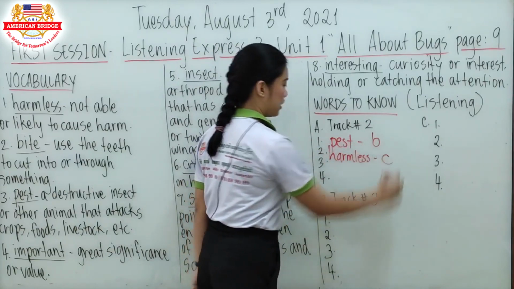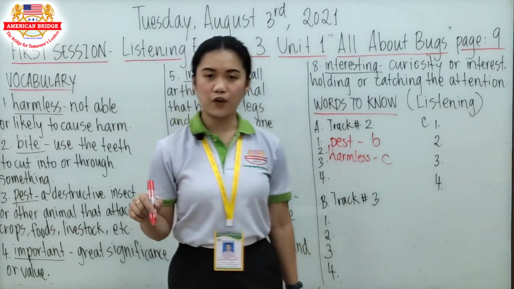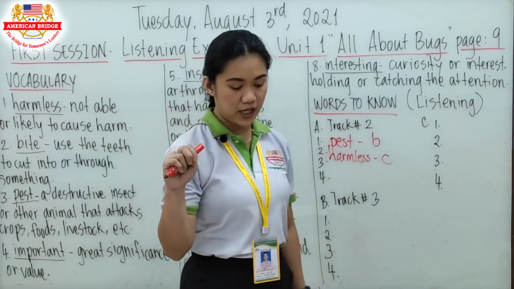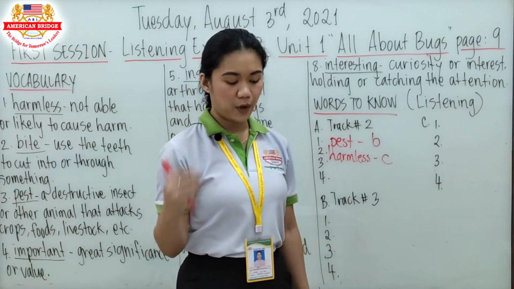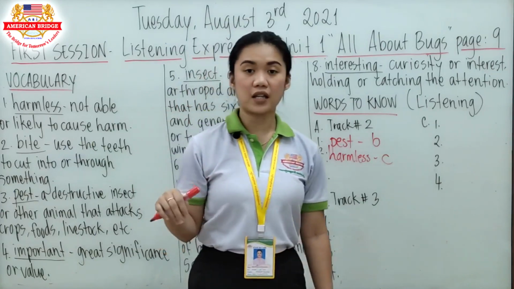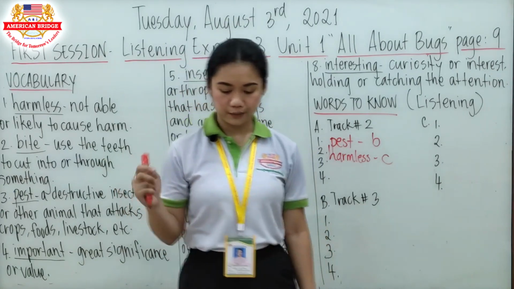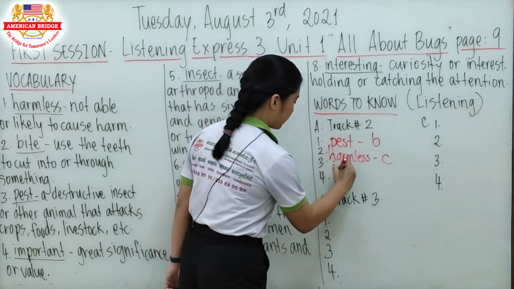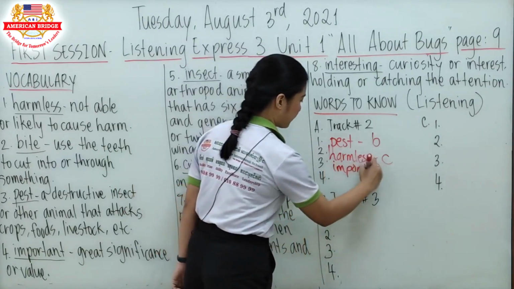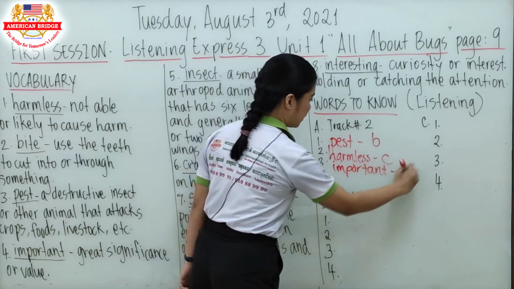And letter C. Now let's move on to our number 3. And number 3 is important. Important is having a lot of power, or letter D. So important, number 3, and letter D.